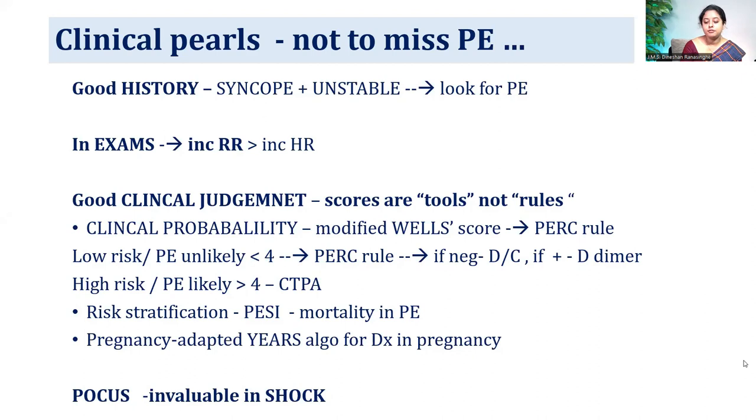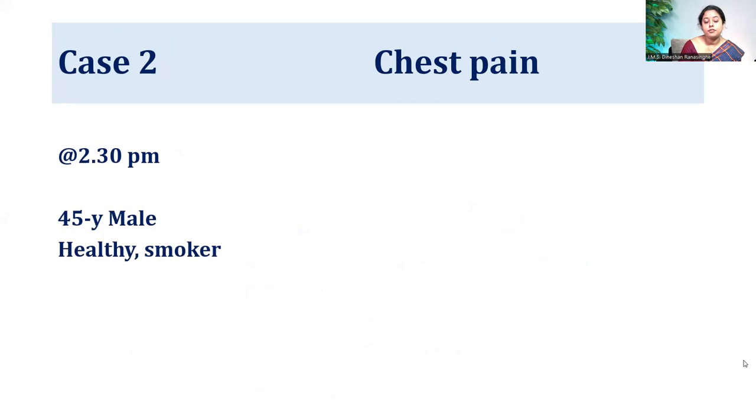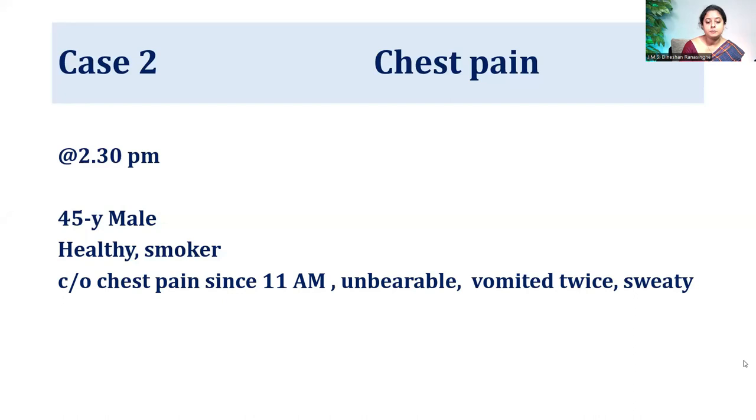So chest pain is a very common thing in critical care settings, not only in emergency units. Everywhere you can find patients with different causes coming with chest pain. This is a gentleman who came around 2:30 p.m., a 45-year-old male. He was healthy, but he was a smoker. He complained of acute chest pain around 11 a.m. And it was unbearable. He vomited twice and was sweaty. So looking at the patient, what's your first diagnosis? Could it be STEMI? That's the first thing that comes to mind.